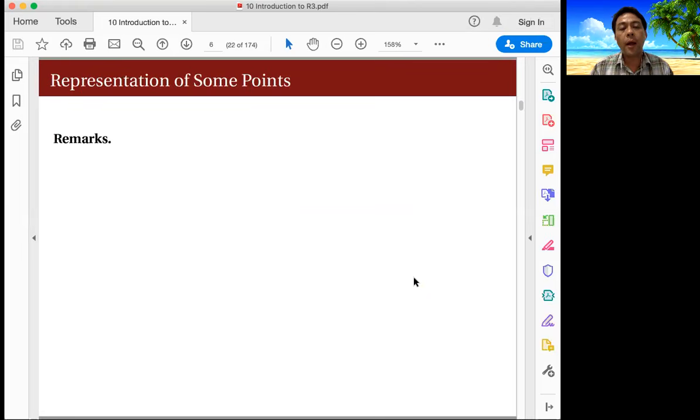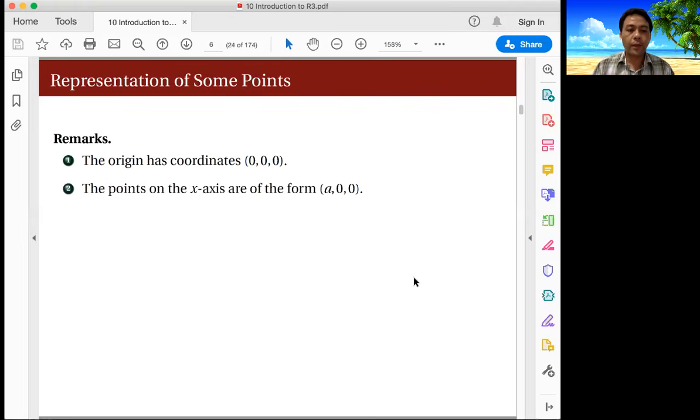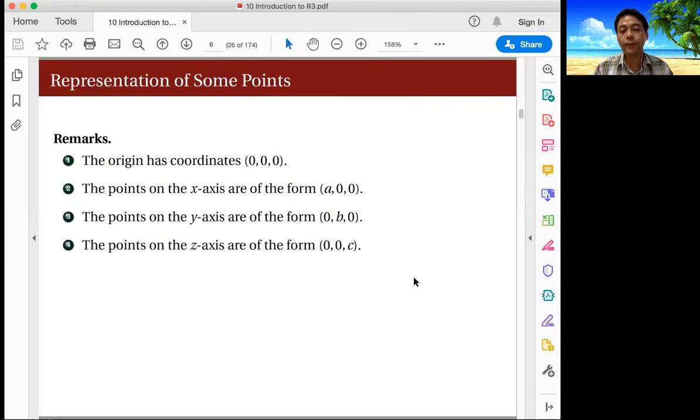So how do we label or mark the points in space? Firstly, we label the origin with the coordinates (0, 0, 0). If I have a point on the x-axis, then the y and the z values there will both be zero. So the coordinates of this point are (a, 0, 0), where a is a real number. On the y-axis, the coordinates will be (0, b, 0), and on the z-axis, (0, 0, c).